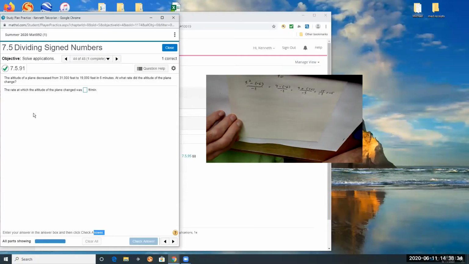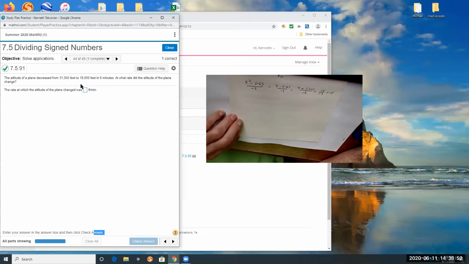Let's look at the application on the left side. The altitude of a plane decreased from 31,000 feet to 19,000 feet in 6 minutes. Notice the word decreased. That implies a negative. It dropped. At what rate did the altitude of the plane change?